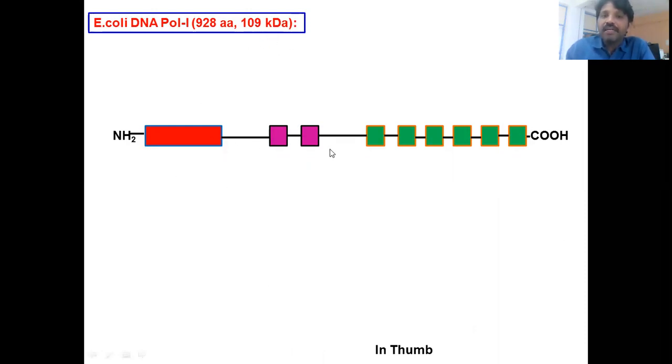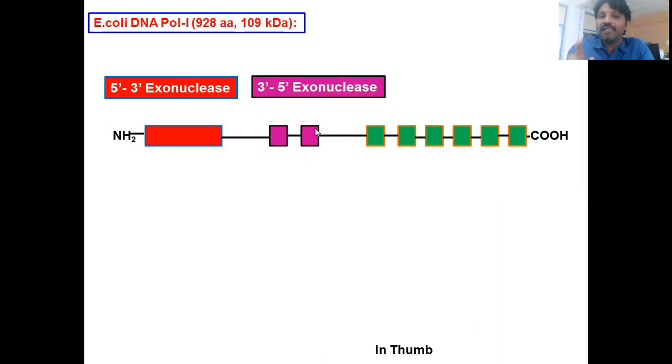And when you look at the E. coli DNA polymerase, it has three distinct domains. The first domain is the 5' to 3' exonuclease domain, the second domain is the 3' to 5' exonuclease domain, and the third domain is the 5' to 3' polymerase domain. The 5' to 3' exonuclease domain is present in the N terminus, and the C terminus of the protein has the polymerase domain, that is the 5' to 3' polymerase domain. In between them, it has the 3' to 5' exonuclease domain.